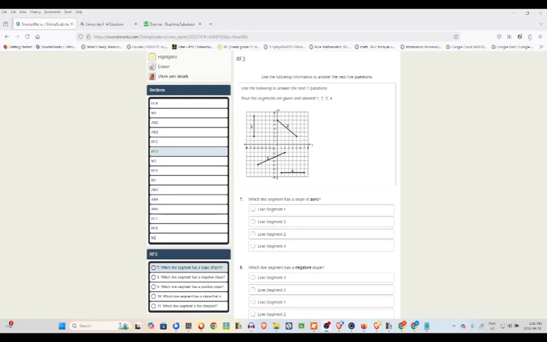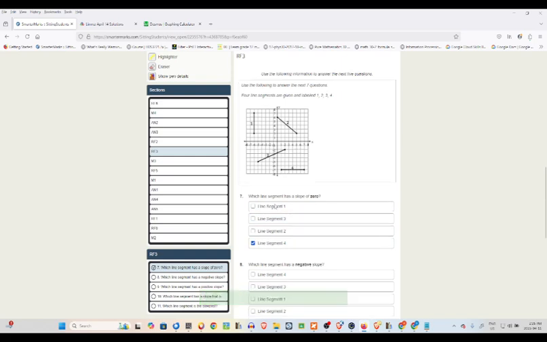All right, moving on to relations and functions 3, all about slopes. Which segment has a slope of 0? Well, slope is change in y divided by change in x. So our change in y has to be 0. Oh, that's segment 4. That's the horizontal line.